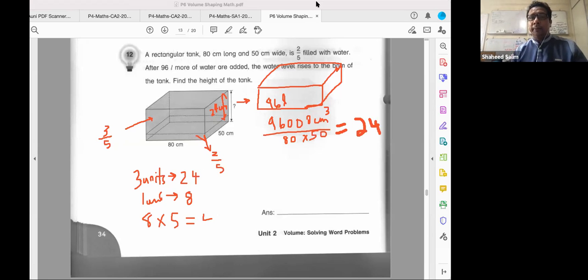I hope you all get it. Okay, I hope you get it. I repeat again. Down here now, they say this is 2/5. So it's 2 parts lah. Balance is 3 parts. 3 parts is 96 liters. So that means the height that you found, 24, this is 3 parts. 1 part, divided by 3, get 8. 5 parts is the whole height. Is 40.